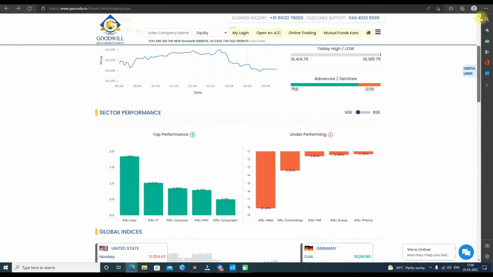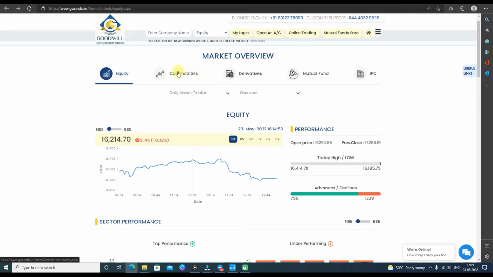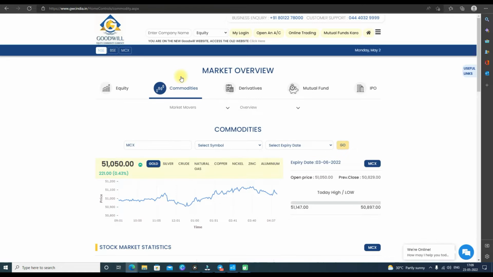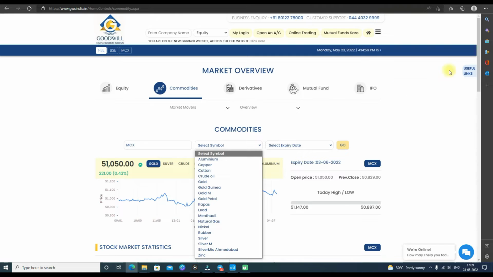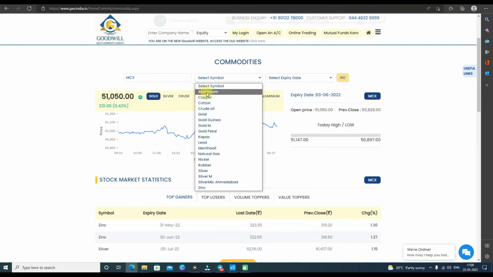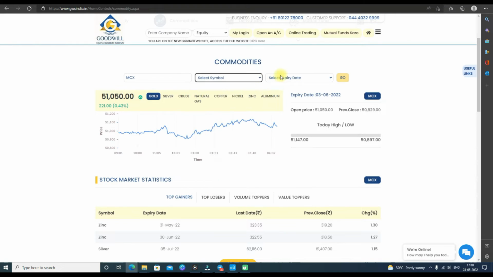After that we can come to the next segment, that is commodities. For commodities, in the Multi Commodity Exchange, we can select the symbol. The commodities can be aluminum, copper, cotton, or anything that you want to analyze. And from here we can select the expiry date.